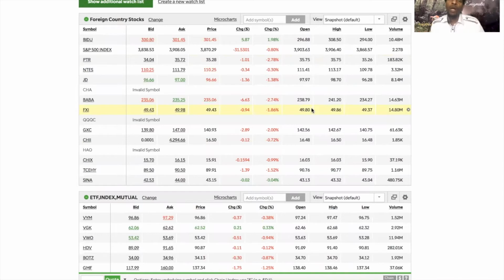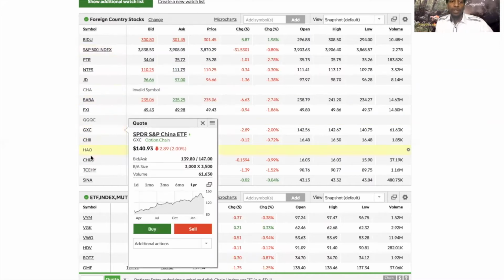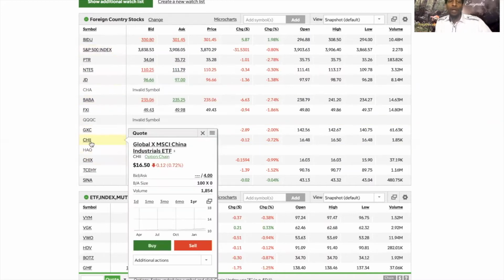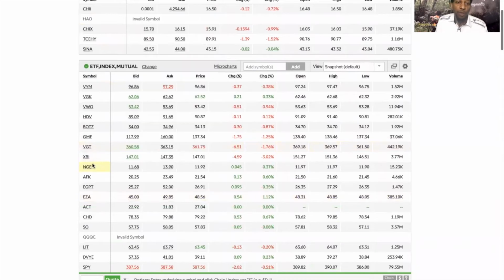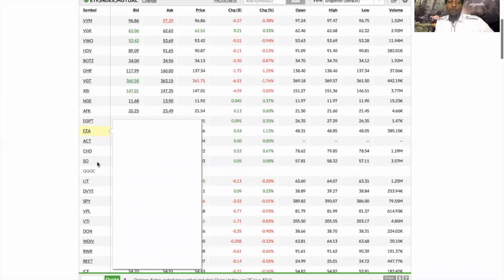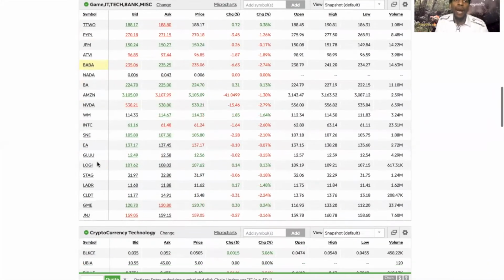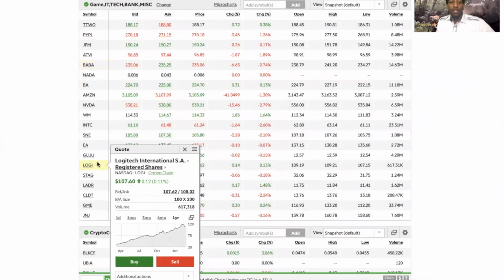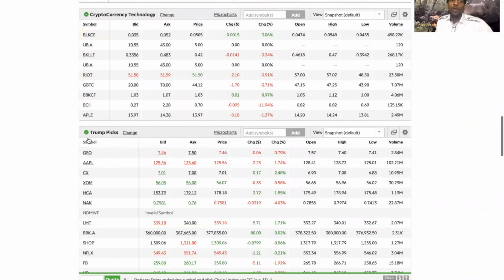And so I have a couple of watch lists here. This is my first watch list, my foreign country stocks. So I have various stocks from different countries that are here that I watch to see if I would like to invest in these particular stocks. I also have some ETFs here, index funds and mutual funds right here. This is my watch list of those. Then I have a game, IT, tech, bank, miscellaneous. So these are like video games and things like that that you can invest in. PayPal as well. Cryptocurrency and technology.